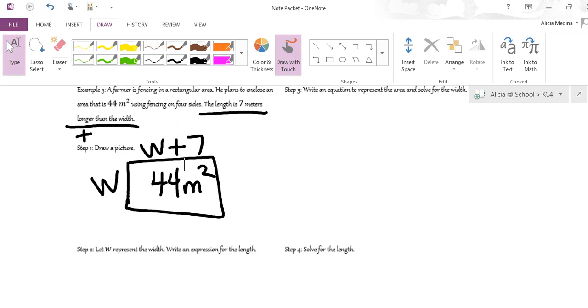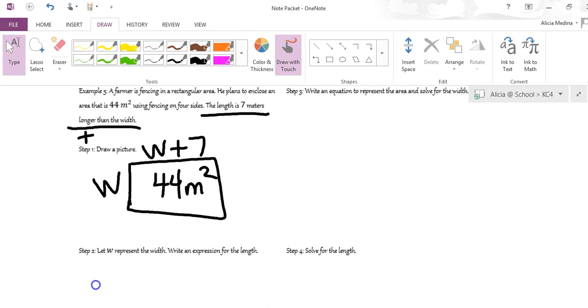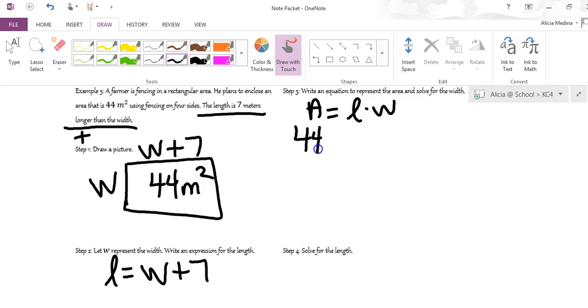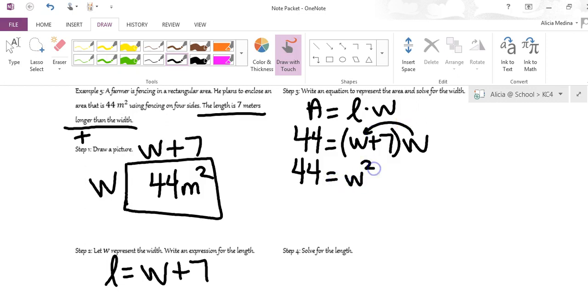So step 2 says, well, let W represent the width, express the length. So our length is going to be whatever our width is plus 7. Alright, step 3, set everything up. So area equals length times width. We know what the area was, that was 44. Our length was W plus 7, and our width was W. If we go ahead and distribute that, 44 equals W times W is W squared. W times a positive 7 is 7W.